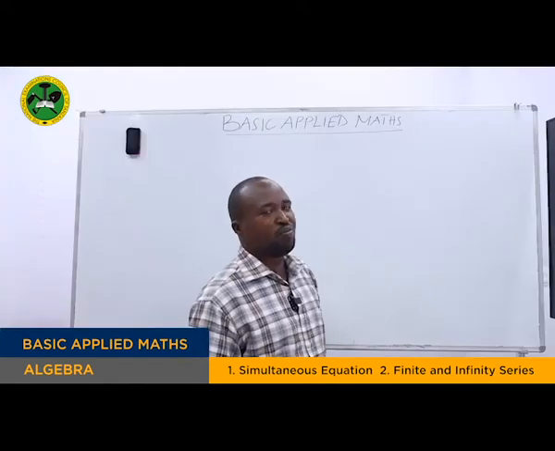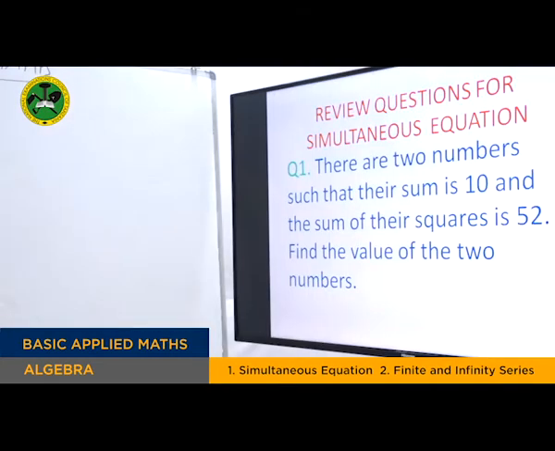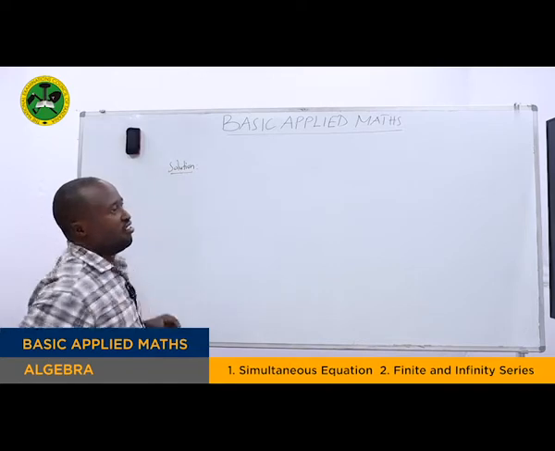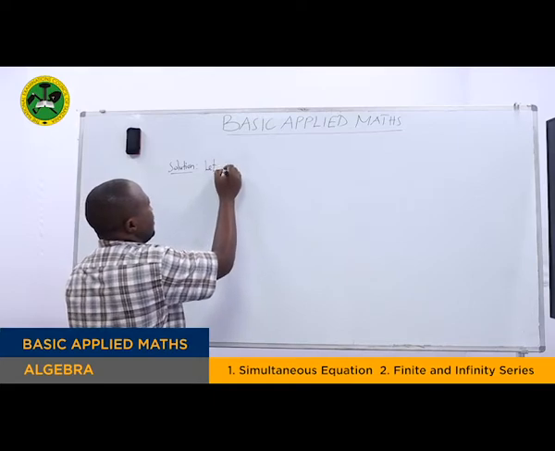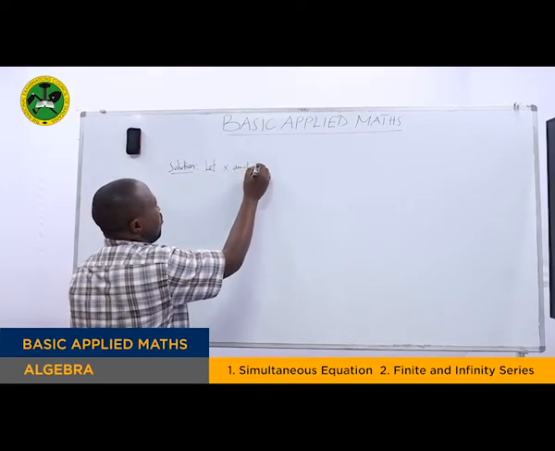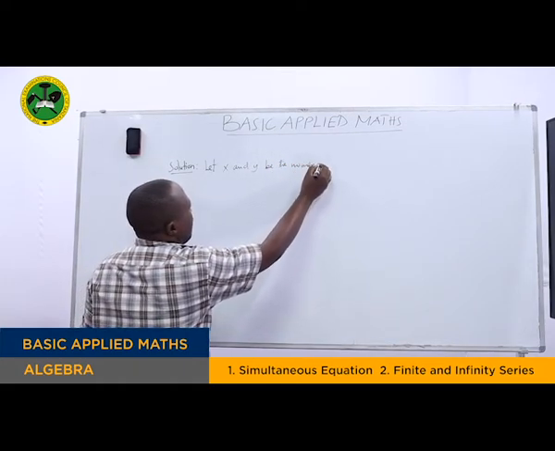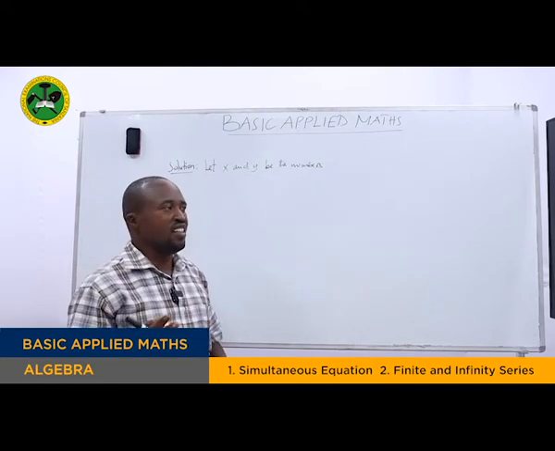My dear student, this is a word problem. Let us see how we are going to solve such kind of a word problem. Now solution, here we have a solution. First step, we just let some letters, let x and y be the numbers, because the numbers are unknown. So we let x and y be the numbers.